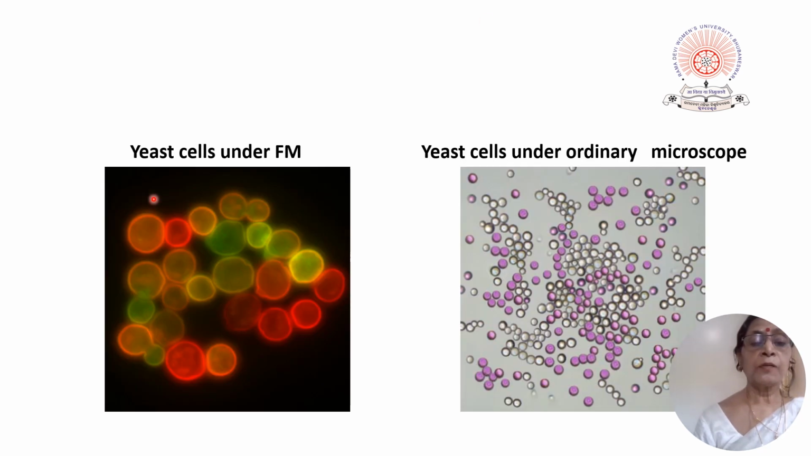This is the picture of each cell under the fluorescence microscope. The cell membrane can be clearly seen. And this is under the ordinary microscope. So the glowing cells are clearly seen under the fluorescence microscope.